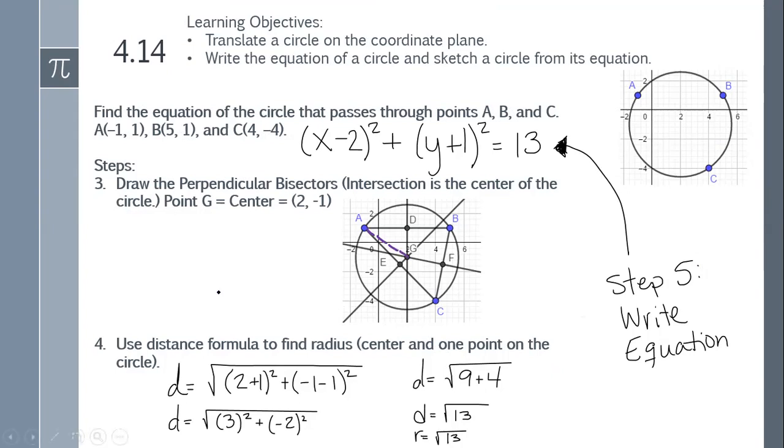Could I have gone and used B and G? Absolutely. Could I have gone and used G and C? Yes. Does not matter. So when I did my distance formula, I came up with a radius of the square root of 13. Not a very nice radius, but yeah. Again, plugging it back into the equation is always your last step. So the square root of 13 squared, hopefully you guys remember this from geometry or algebra 1, is just 13. The square root and the square kind of cancel each other out.